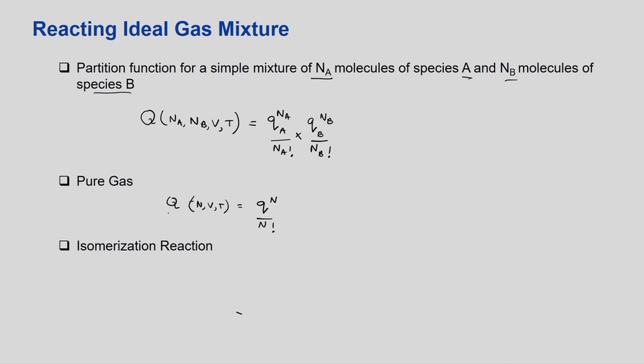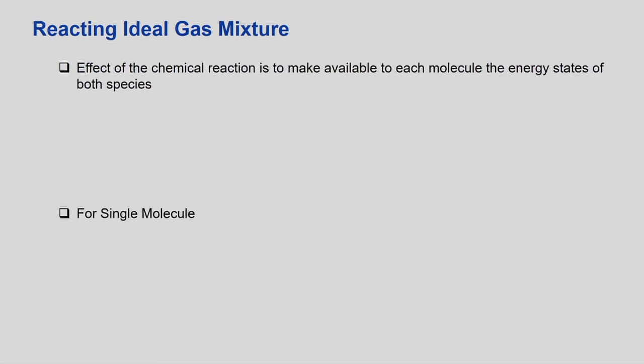So let us consider the simplest example for carrying out the partition function. We consider an example of an isomerization reaction. A goes to B and B goes back to A. We consider this expression and then obtain the partition function for such a reaction. So what is the effect? When the chemical reaction occurs, its prime aim is to make available to each molecule the energy states of both species. So you have energy states Ea and energy states Eb. In statistical thermodynamics, the chemical reaction makes all the states available for both A and B. If I want to write it in mathematical terms, this will take up the equation.